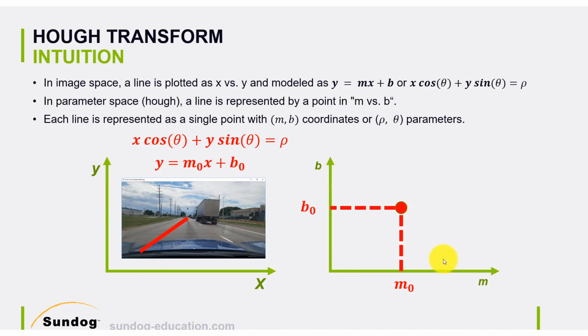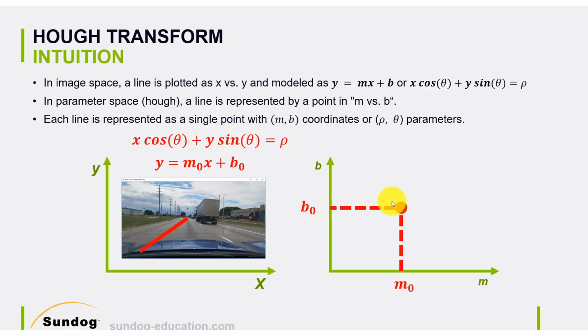Simply put, in the Hough space, I'm going to put here my m, which is the slope of all lines. Here I'm going to put b, which is again the intercept with the y-axis. Each line can be represented by y = mx + b, so it has a specific slope and a specific intercept with the y-axis, m naught and b naught. I can take this and put it in the Hough space as just one dot.